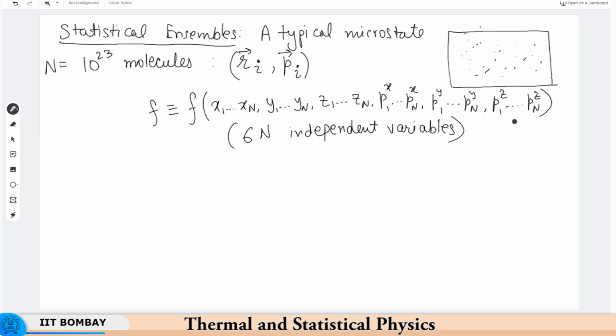But it turns out it is not really necessary, and there is an alternate way to handle such a problem, right. And that is where the concept of statistical ensembles was introduced, right. So, basically Gibbs in 1878 introduced the concept of statistical ensembles.